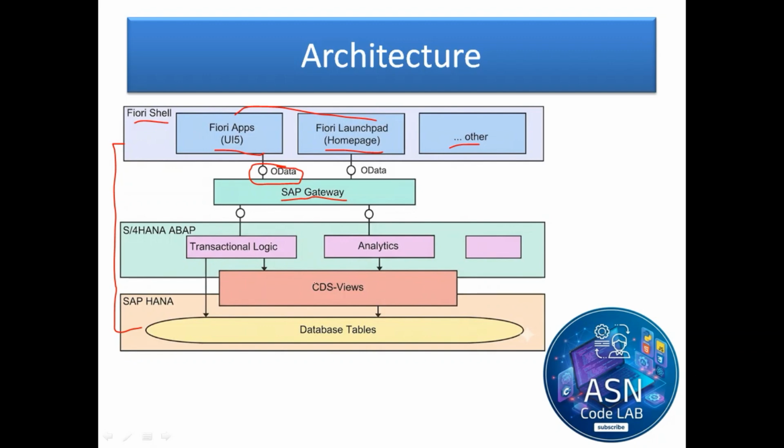So below is the S/4HANA ABAP layer where the core business logic resides. This layer is divided into transactional logic and analytics. Transactional logic handles business operations like create, update, delete, etc. And our analytics supports reporting and real-time insights. Both these components rely heavily on our CDS views or Core Data Services, which act as a semantic layer.